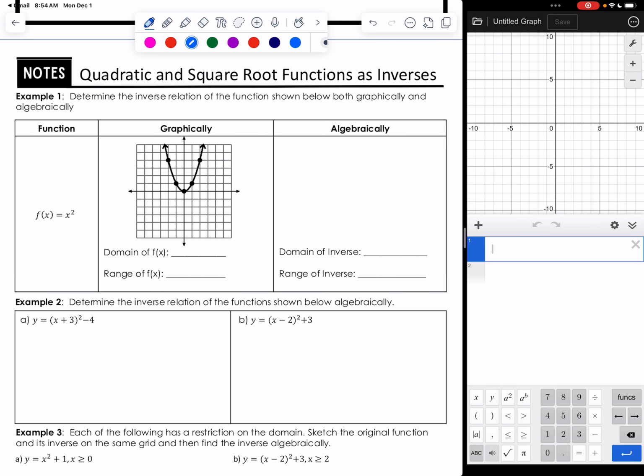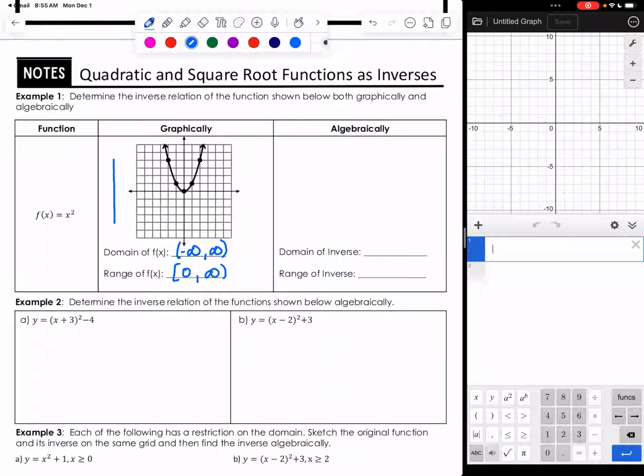So this is our quadratic parent function with a vertex at 0, 0, and it opens upward. Now, the domain of this function would be negative infinity to positive infinity. And the range would be 0 to positive infinity. Now, if we want to find the inverse graphically, that means all we need to do is switch the x and y coordinates.